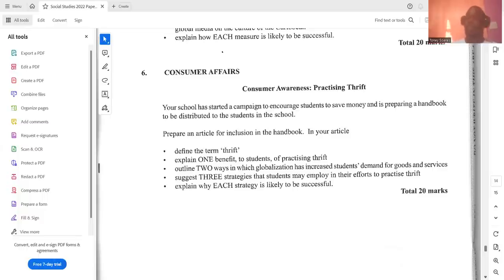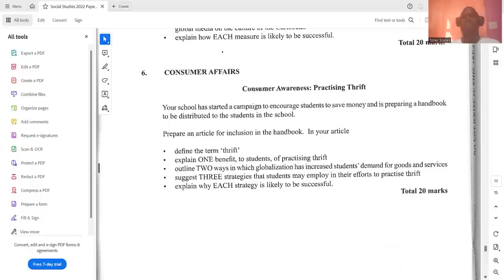Thrift is the ability to use money and other resources carefully and not wastefully, right? So you manage your money, know what you have, and spend wisely. That is basically what thrift is. Then the next part says, explain one benefit to students of practicing thrift, right?